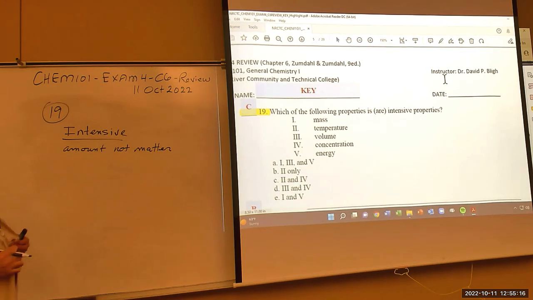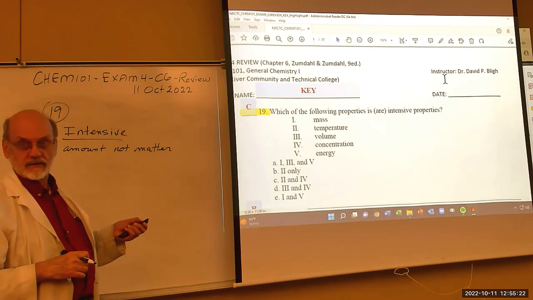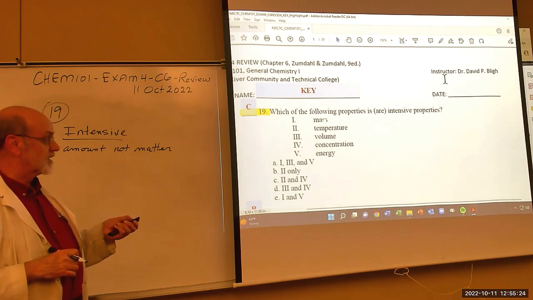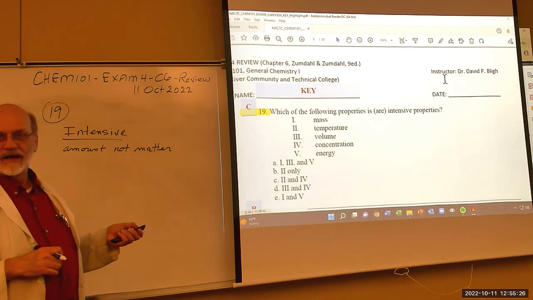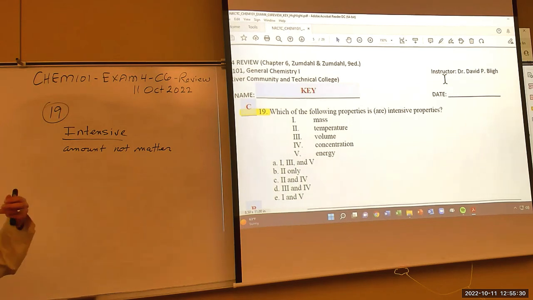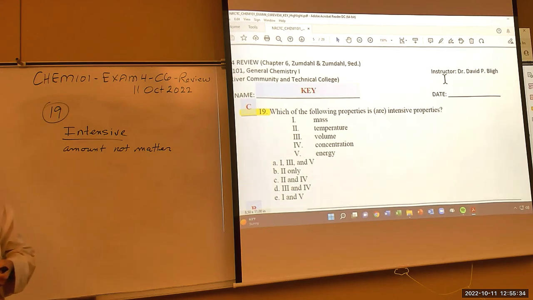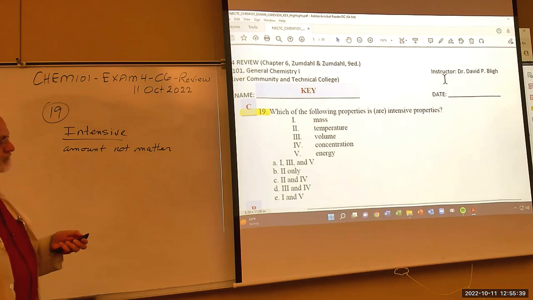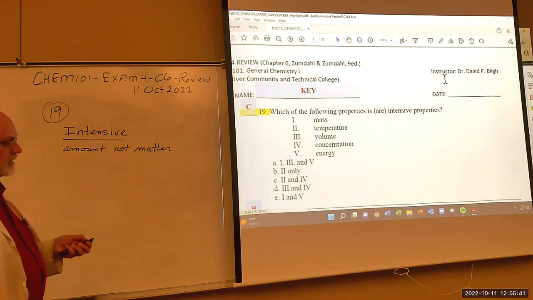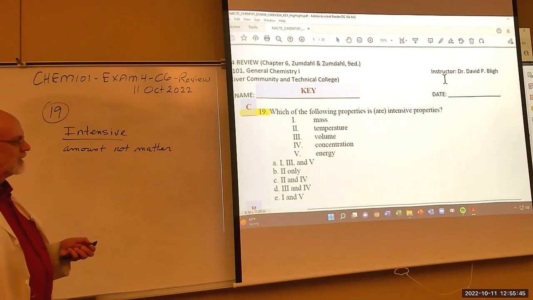So which one of those does the amount not matter? This one? Well, mass matters. Oh, yeah. The amount of stuff matters. How about temperature? That's an intensive property. So what are the others that I'm kicking out here? They're extensive properties where the amount does matter. Okay, how about volume? The amount does matter. That's not intensive.